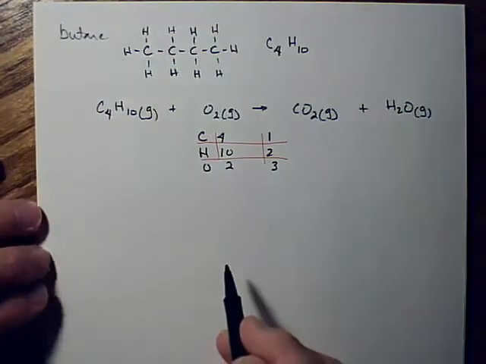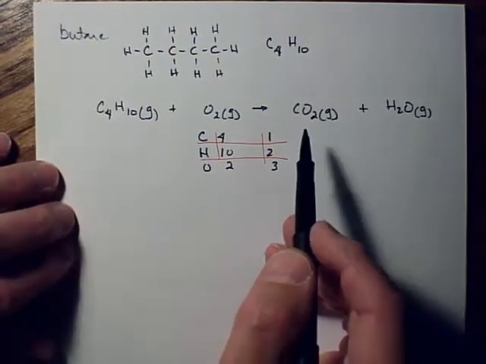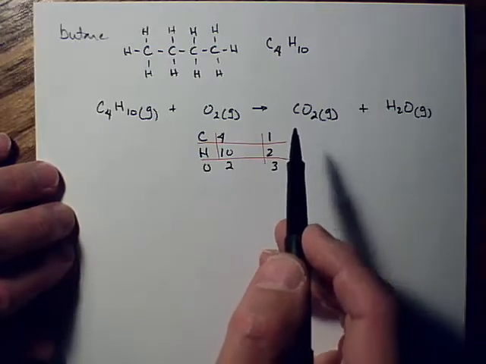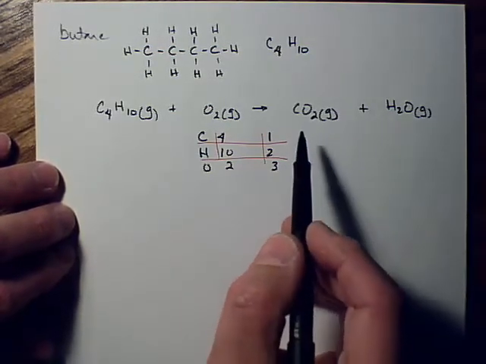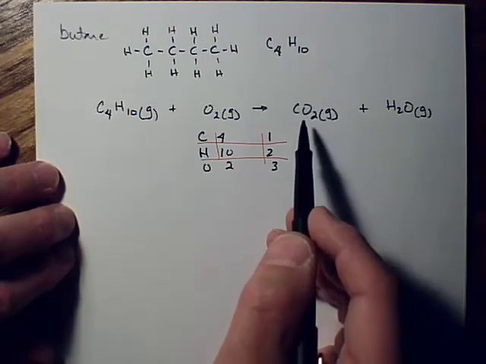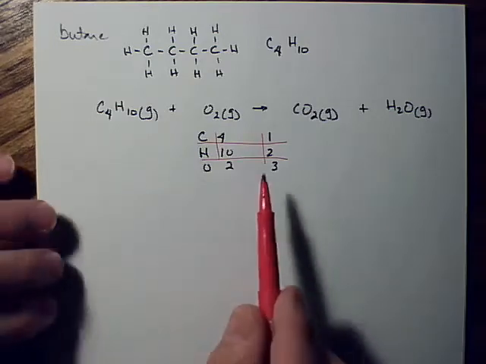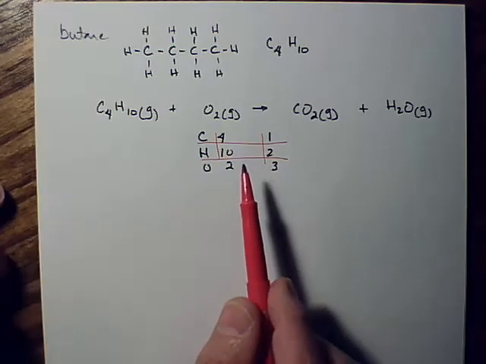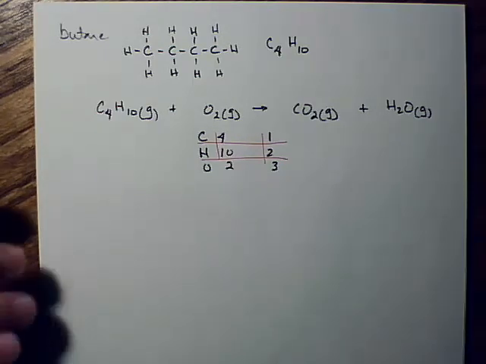In order to balance the equation, we cannot touch these formulas now. Once the formulas are set, you must leave them alone. So, we can only use coefficients in front of the formulas to change the number of atoms in the equation to balance everything out. And then we'll have an equation that represents reality in terms of what the law of conservation of mass and the atomic theory and so forth tell us.